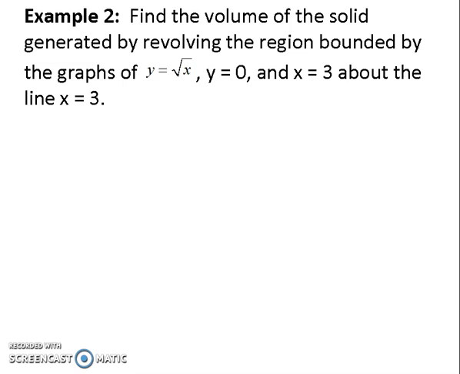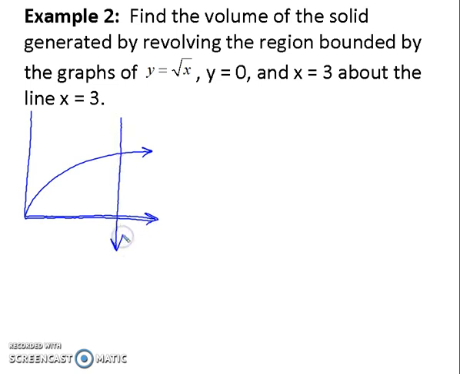So I don't have a graph here, so the first thing I'm going to do is make a rough sketch of what I'm working with. Y equals the square root of x looks like this. Y equals 0 is going to be the x-axis. And then x equals 3 is some vertical line here. So I can see that the region that I'm going to be rotating is this rounded section. And I'm rotating it around this vertical line, x equals 3.